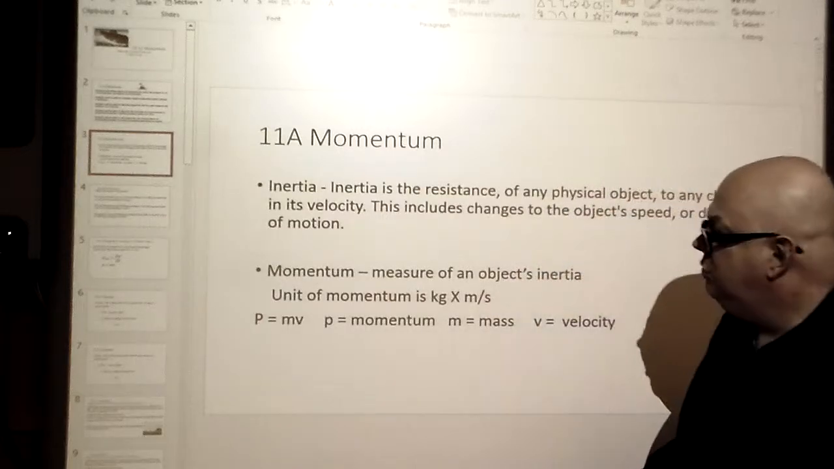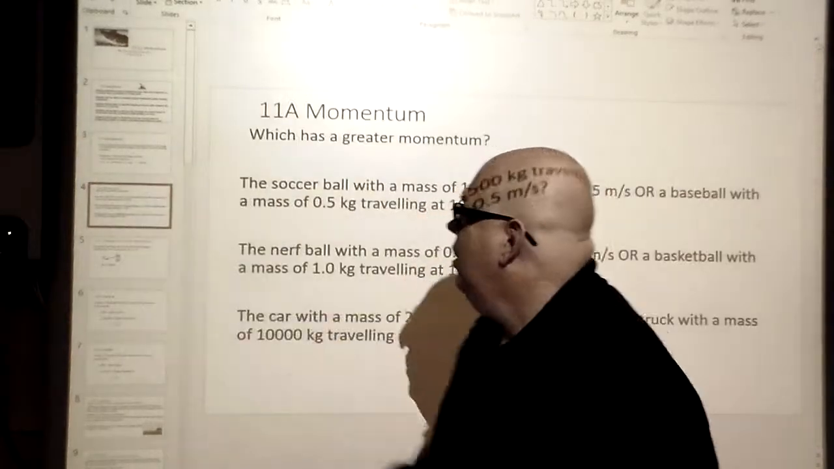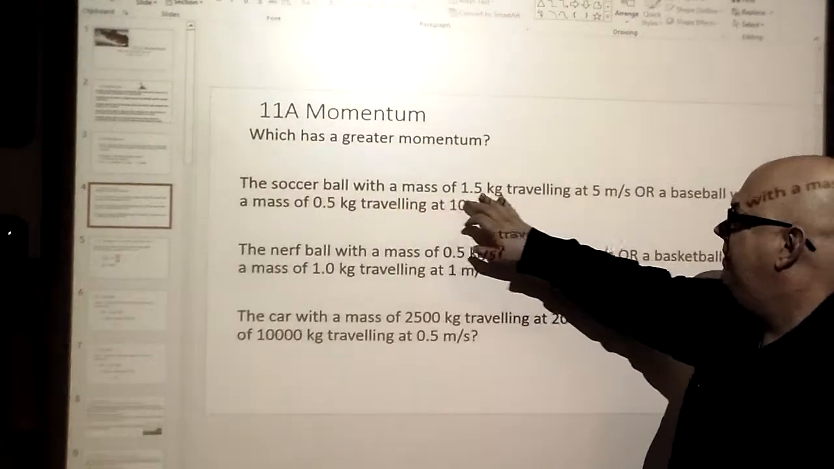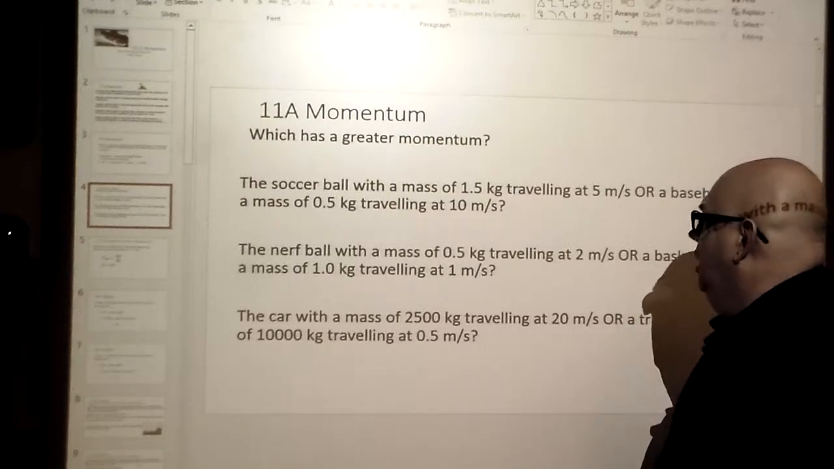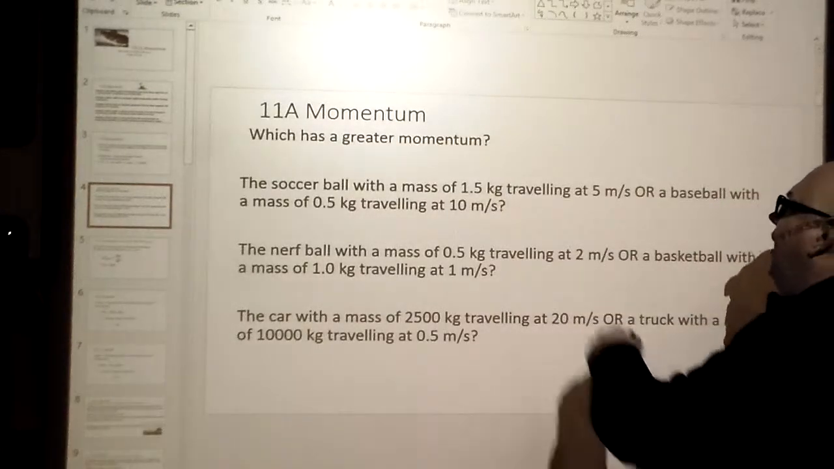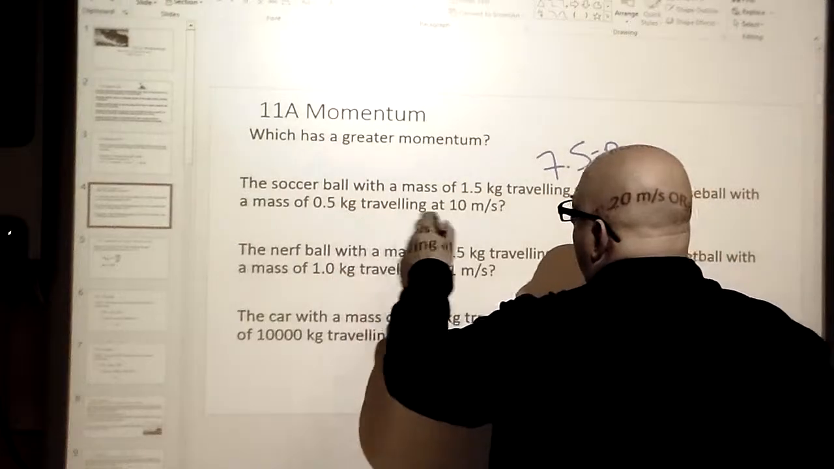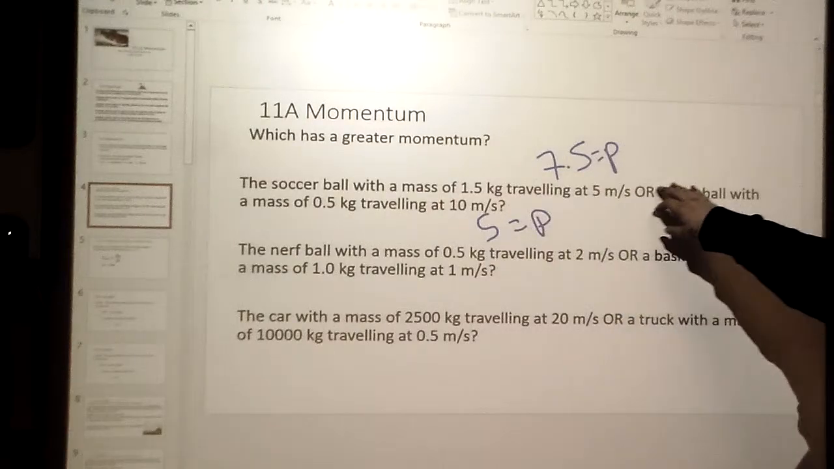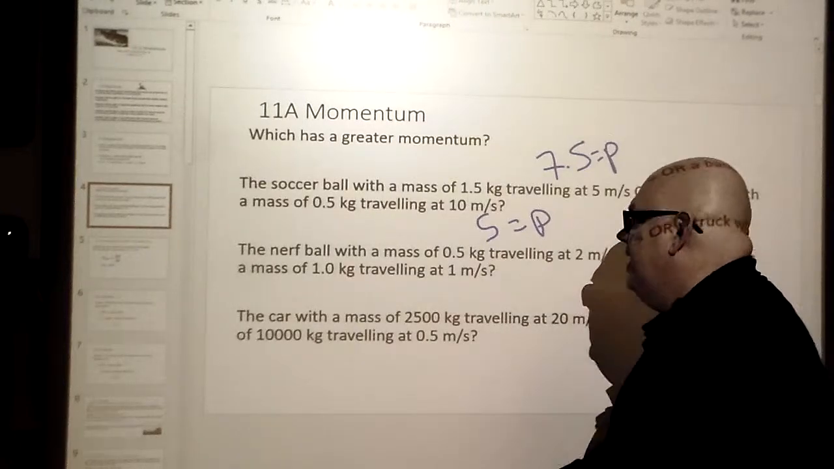So when we look at momentum, the unit of momentum is kilograms times meters per second. In other words, mass times velocity. Take a soccer ball with a mass of 1.5 kilograms traveling at 5 meters a second, or a baseball with a mass of 0.5 kilograms traveling at 10 meters per second. That's just simply multiplying it through. 1.5 times 5 gives us 7.5, and 0.5 times 10 gives us 5. So the soccer ball has a greater momentum compared to our baseball.